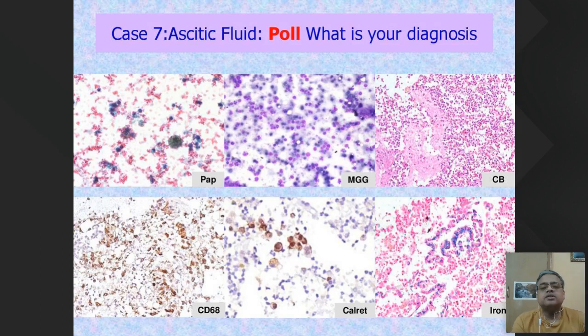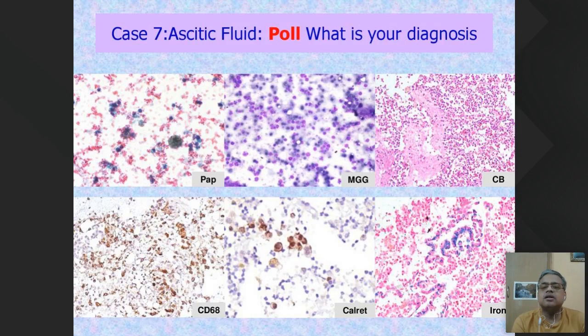an MGG which is showing reasonable amount of cellularity, a cell block which is fairly rich in cellularity, a PAP smear which shows occasional cells which have some kind of pigment inside their cytoplasm. So this pigment is present. Other than that, you are not really seeing anything. So these are all histiocytes. These are also all histiocytes.